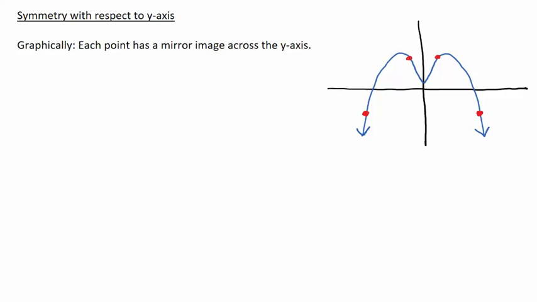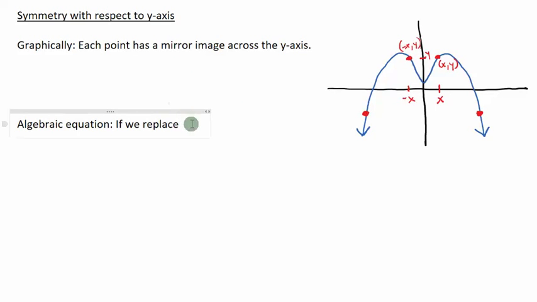So algebraically, what does this mean? Look at this ordered pair right here. Let's say this is x and this is y. Then this point would be x comma y. And what would its symmetric point be? Well, negative x comma y. So now, when we look at symmetry about the y-axis, if we replace x with negative x, we get an equivalent equation.